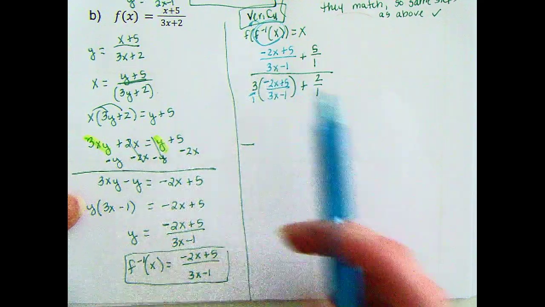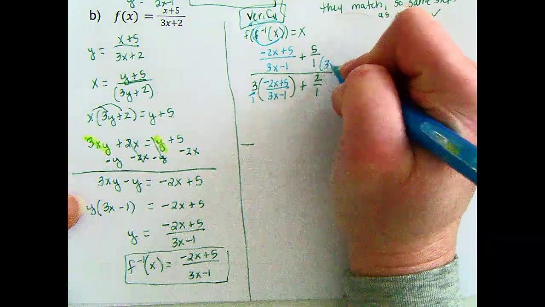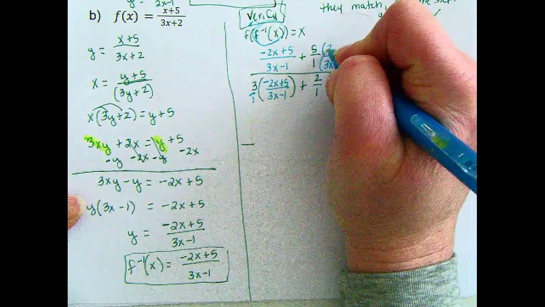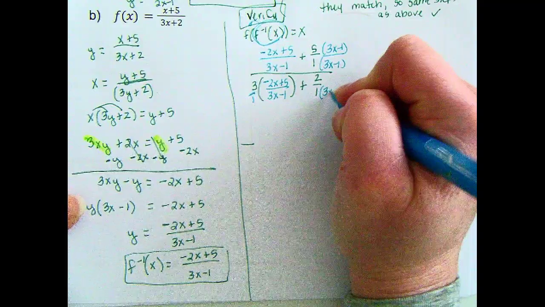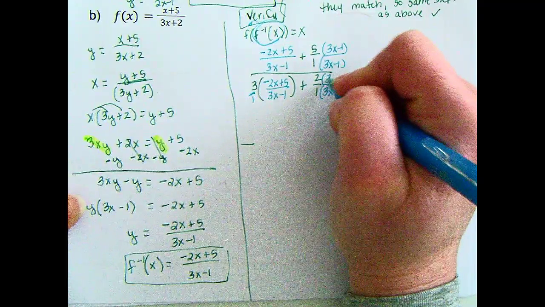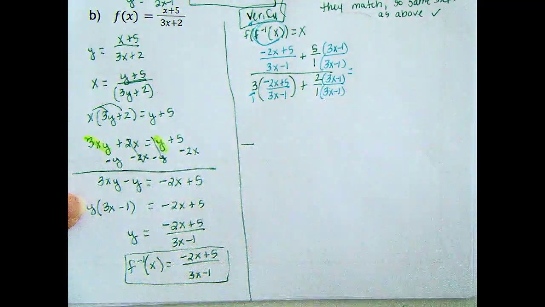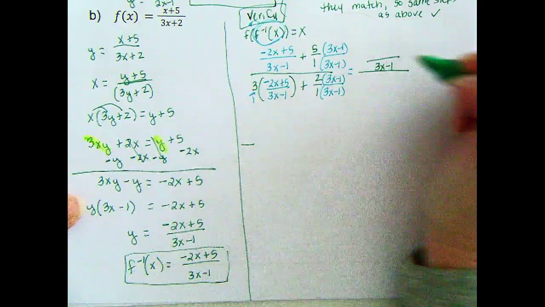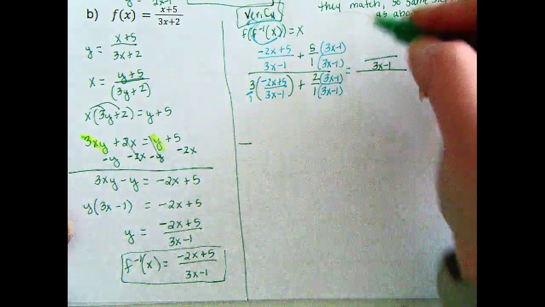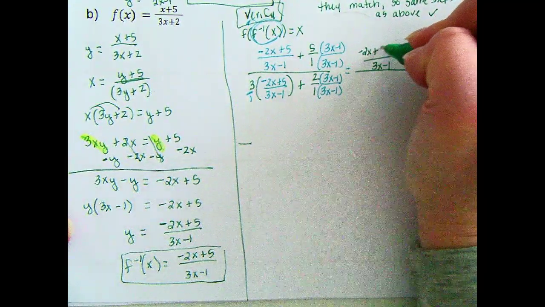So if this has a 3x minus 1, this needs the 3x minus 1 to the top and to the bottom. If this has the 3x minus 1, same deal. This needs the 3x minus 1 to the top and to the bottom. So we're going to have some crazy stuff. Here we go. Here's my common denominator, 3x minus 1. I have the negative 2x plus 5.